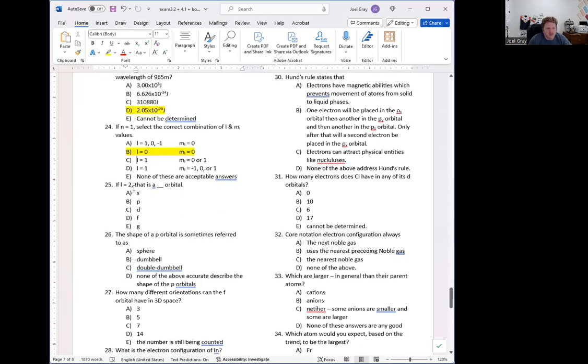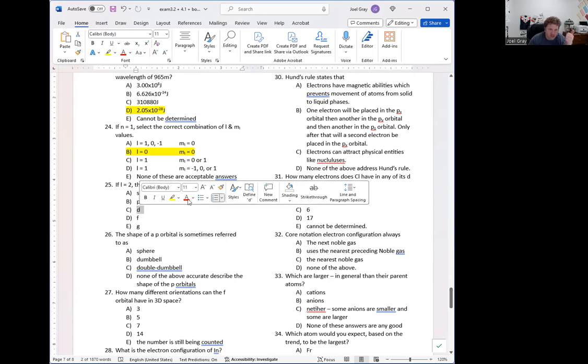Number 25. If l equals 2, this is in reference to a, sorry, 0 is an s orbital, 1 is a p orbital, l equals 2, 0, 1, 2. That is a d orbital. So C, it's number 25.